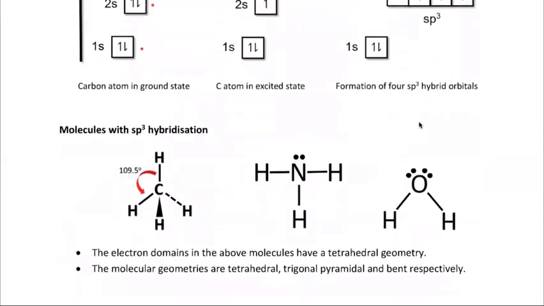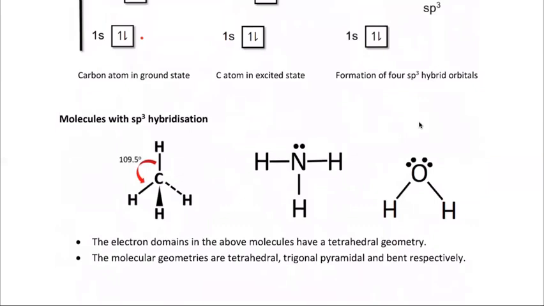And so molecules that do this, the biggest example is methane. Methane is CH4. That's an organic compound. It's got 1 carbon atom, and it's single bonded to 4 different hydrogens. And so if you notice, it's got 4 electron domains.